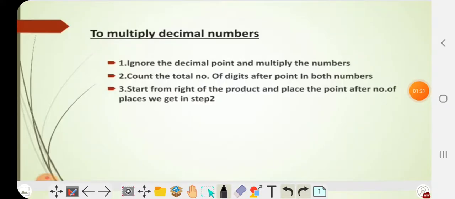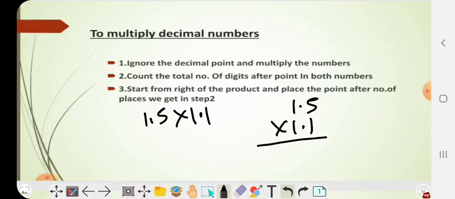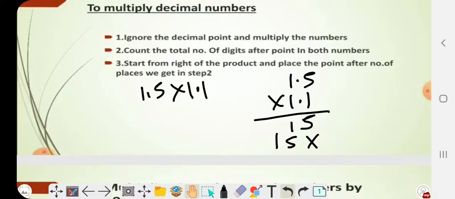Let's take another example. 1.5 into 1.1. While multiplying these numbers, let's multiply with 1. We get 15 because 1 5s are 5, 1 1s are 1. Then 1 5s are 5, 1 1s are 1. On adding 5, 6, 1, 165 we have got.